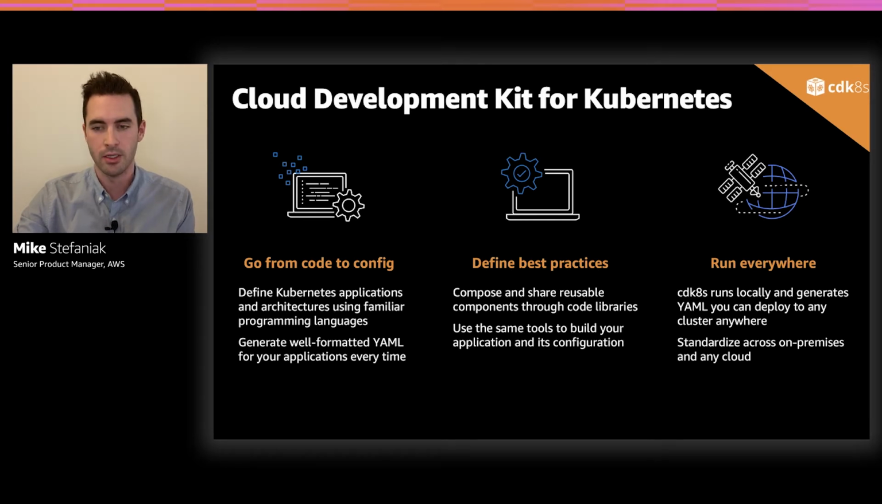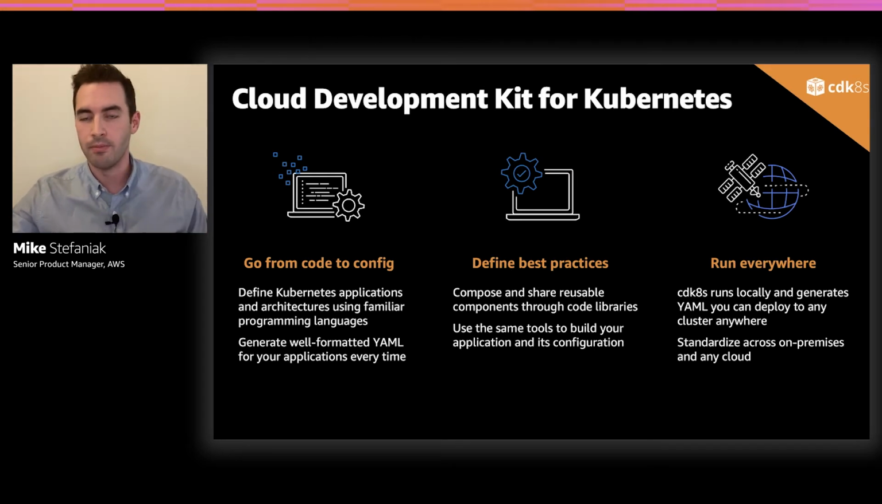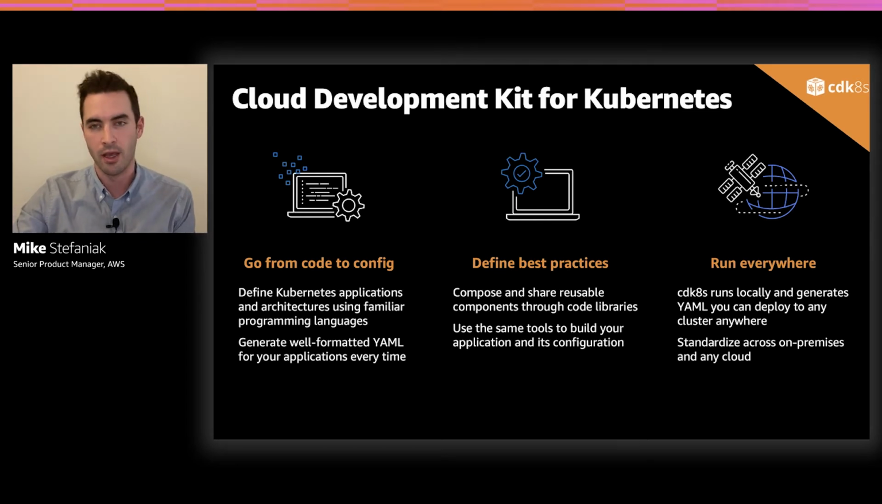And so the CDK for Kubernetes is taking the same architecture that customers like for the CDK for AWS and moving that to the Kubernetes API. So you can define your Kubernetes applications using familiar programming languages. Python and TypeScript are supported today, and there are additional languages coming online. It's easy to generate well-formatted YAML every time. And I think one of the powerful parts is you can create and share reusable components. So you could have your cluster administrator team define a library that every development team uses for its deployments and ensure that there's consistency and standards throughout your organization on how to deploy applications.